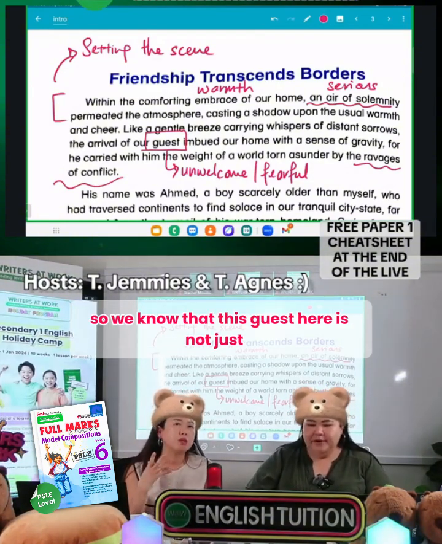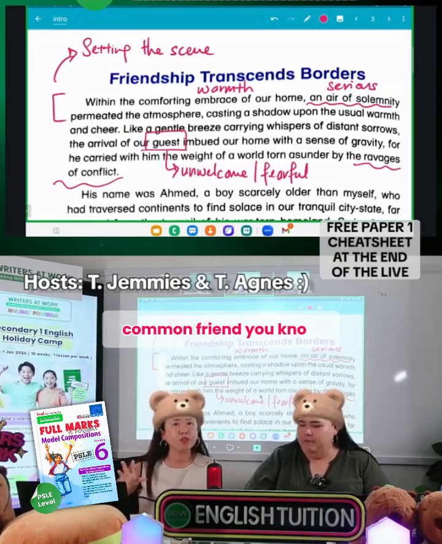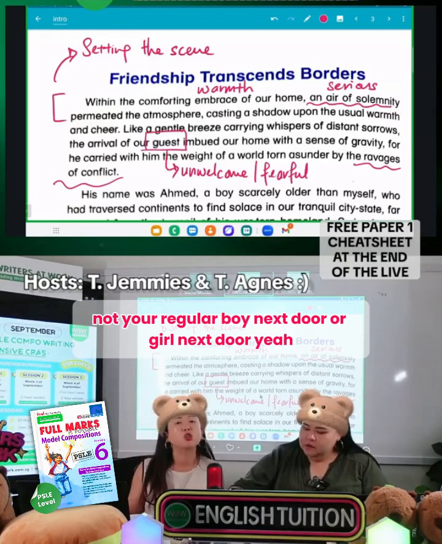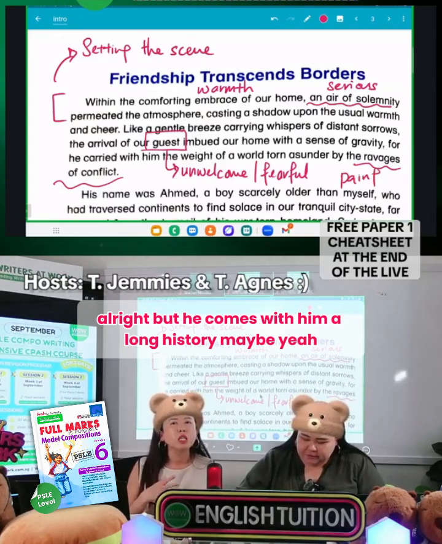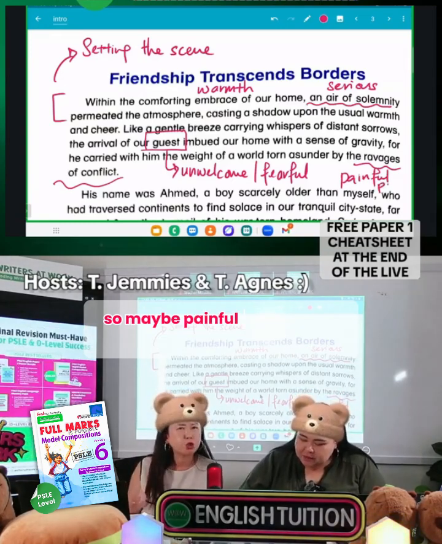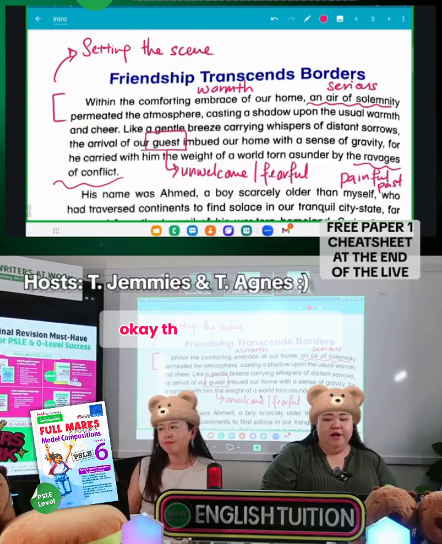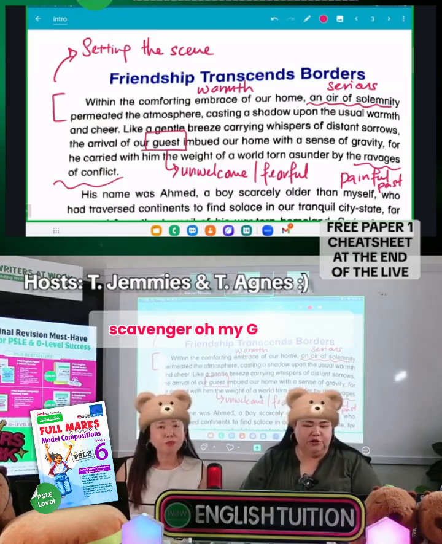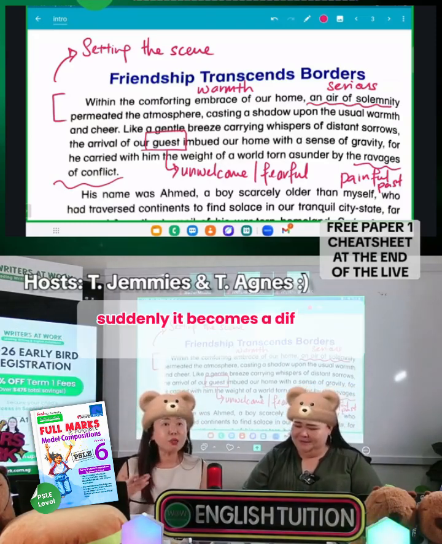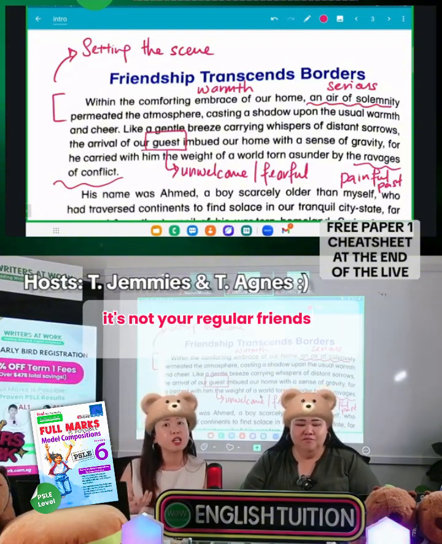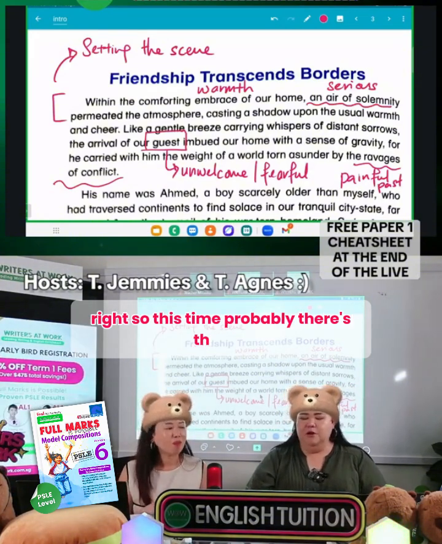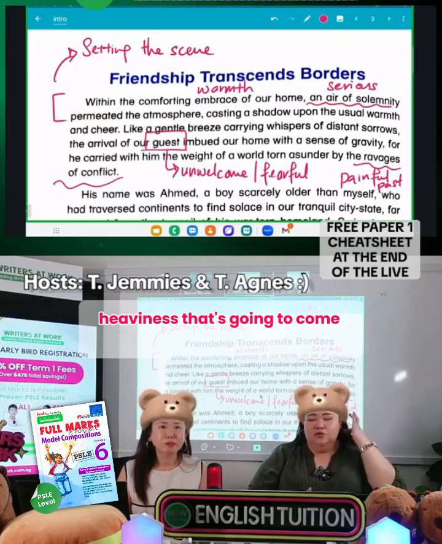So we know that this guest here is not just a common friend. Not your regular boy next door or girl next door. He comes with a long history, maybe a painful past. That kind of situation. So you see, suddenly it becomes a different friendship already. It's not your regular friendship story. So this time probably there's this heaviness that's going to come later.